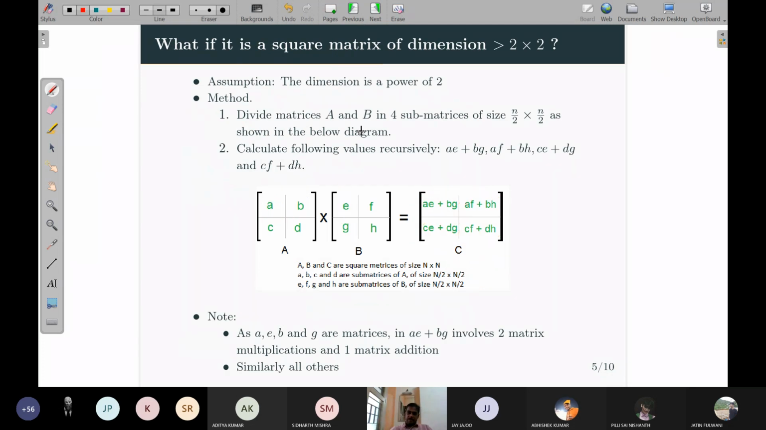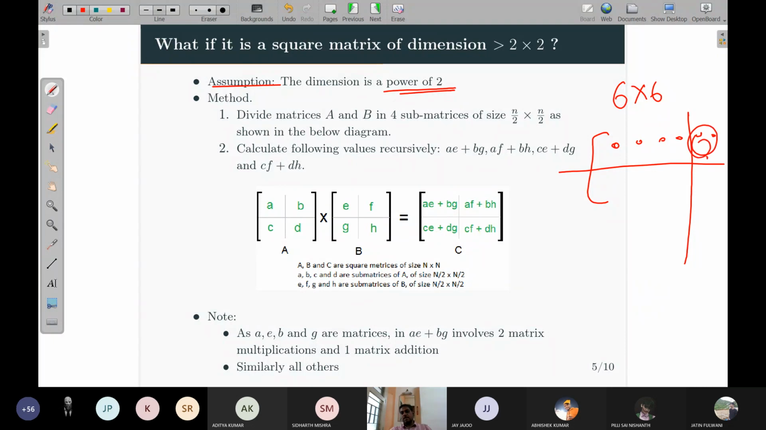But before this, we need to make some assumptions. The first assumption is the dimension is a power of 2. If the dimension is not a power of 2, what will happen? Like if I use a 6 by 6 matrix, 1, 2, 3, 4, 5, 6, we cannot divide it properly. The division will be something like this, and this will be a small one.